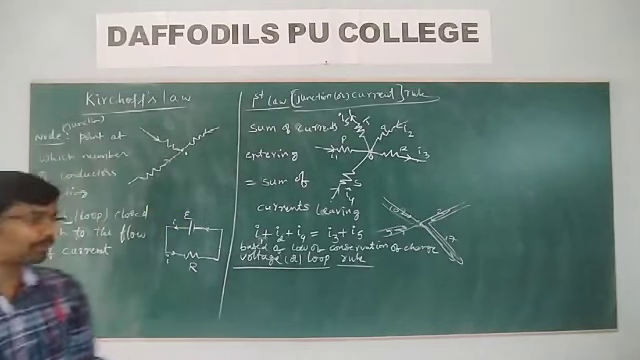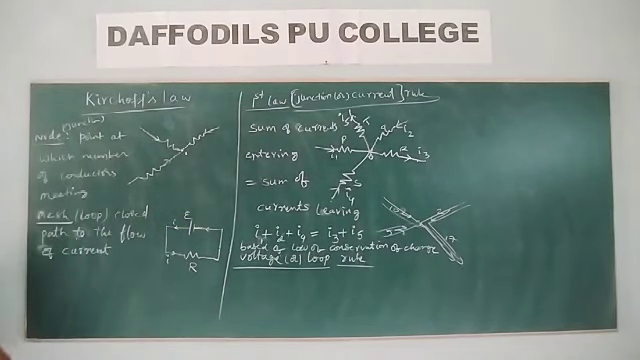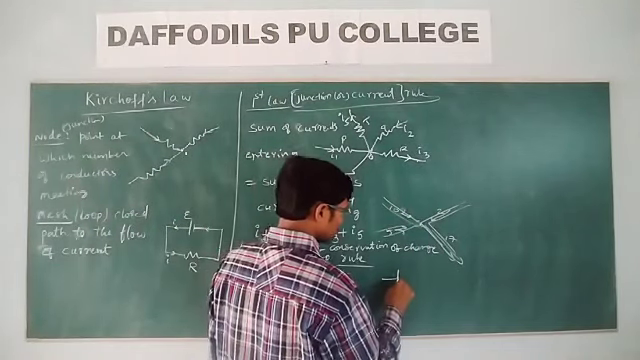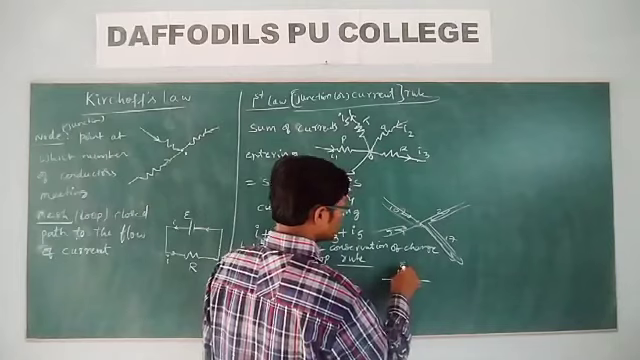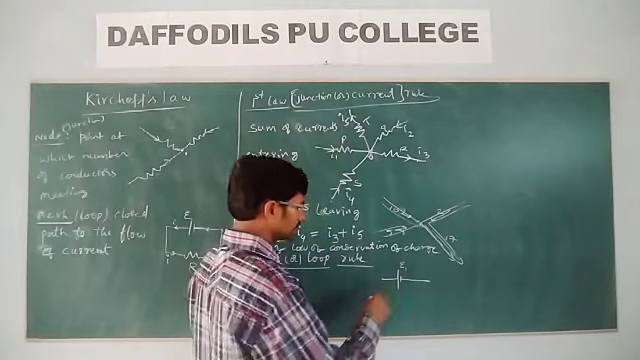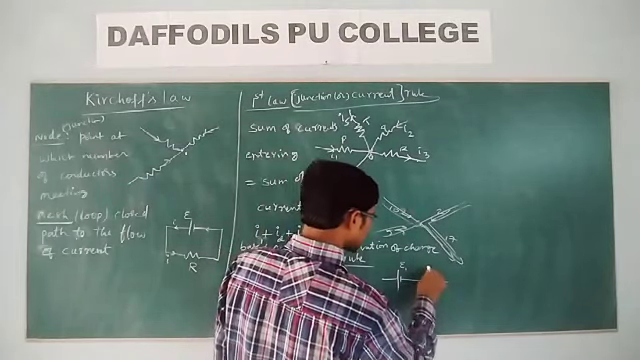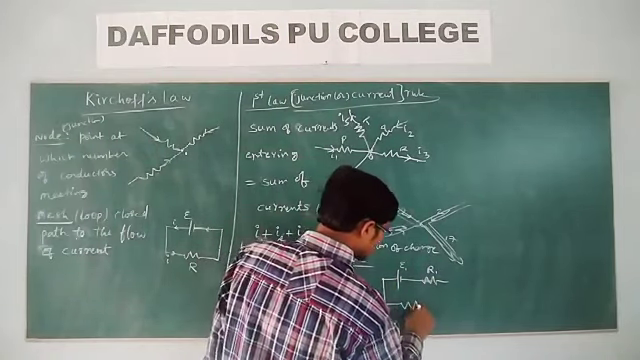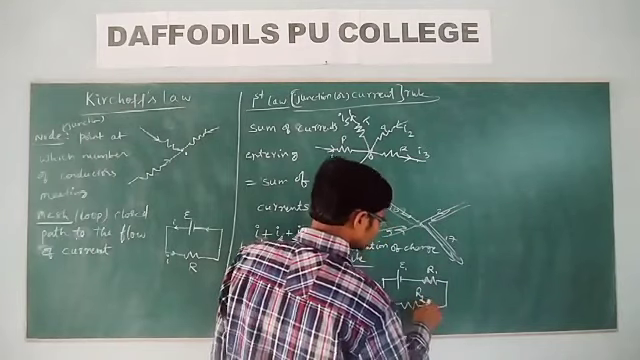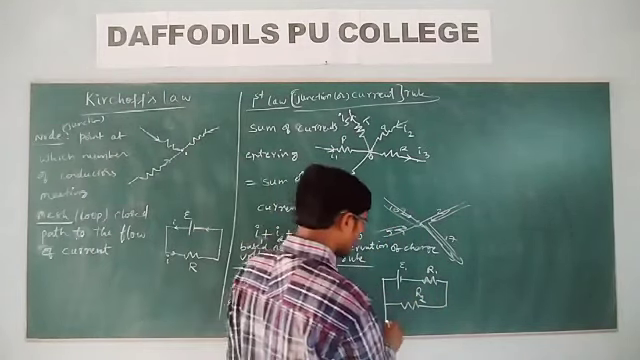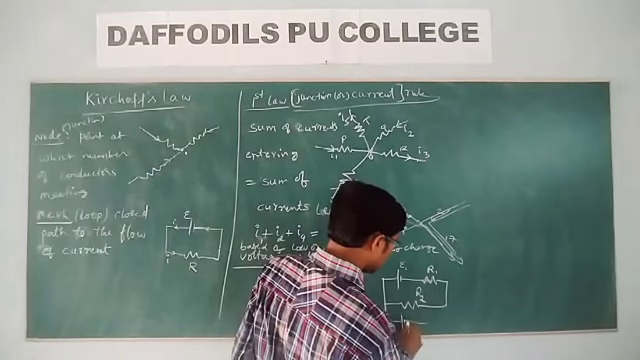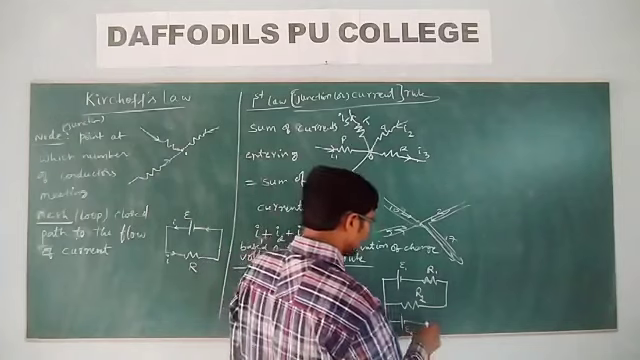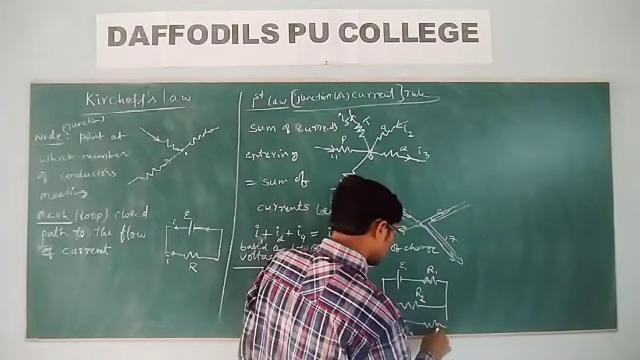When we take a mesh, we need a closed loop. Let me take here a cell of EMF E1 having resistance R1, connected to a resistor R2, and one more cell having EMF E2 with negligible internal resistance, and here one more resistor R3 is taken.